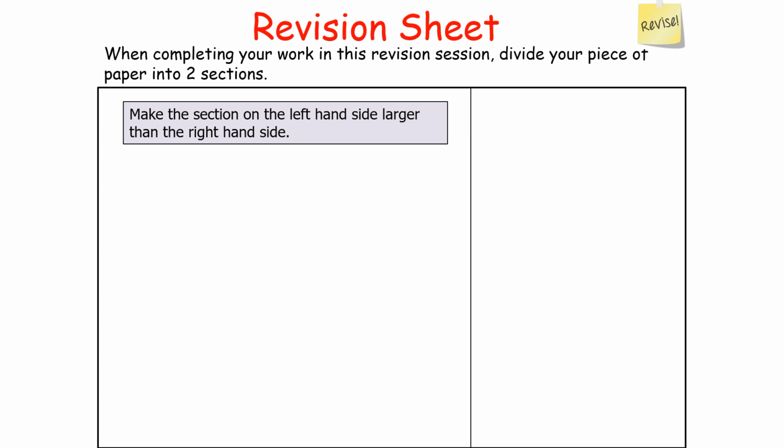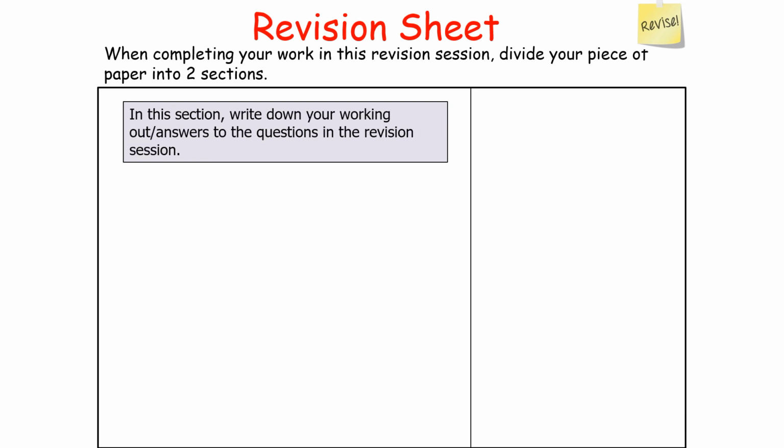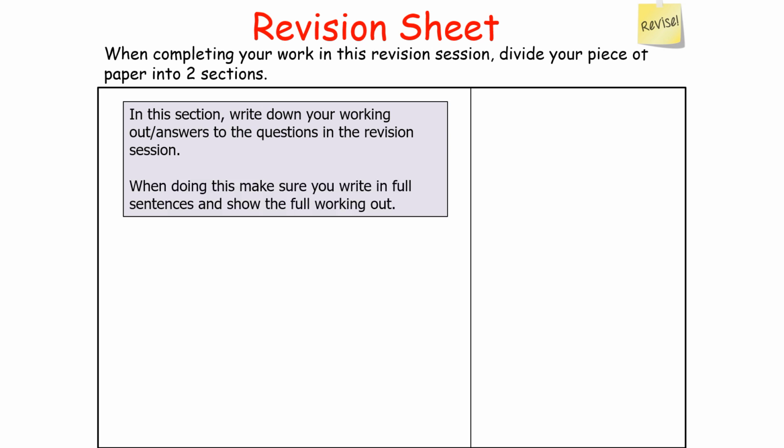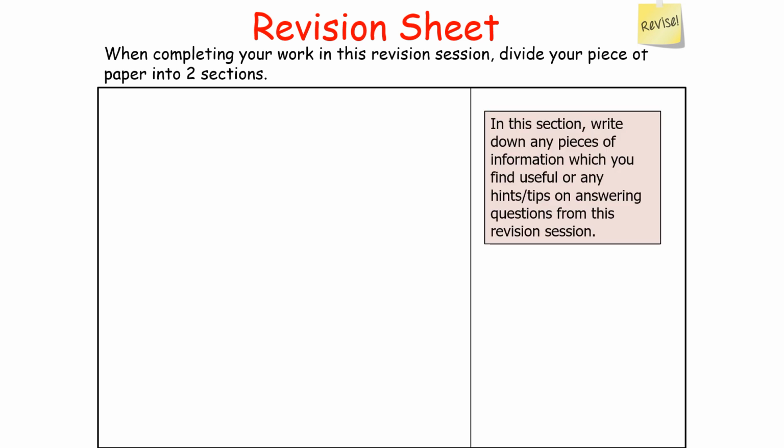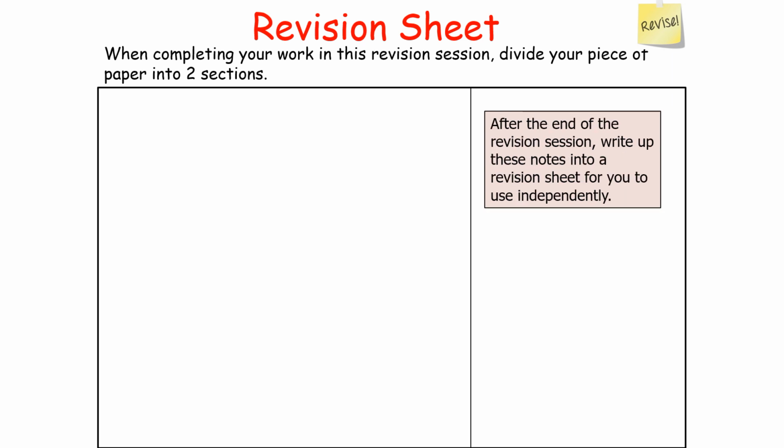So how should you prepare for this revision session? When completing your work in this revision session, divide your piece of paper into two sections. Make the section on the left hand side larger than the right hand side. In the session, write down your working out and answers to the questions in the revision session. When doing this, make sure you write in full sentences and show your full working out. And in the right hand side, write down any piece of information which you find useful or any hints and tips on answering questions from this revision session. And at the end of the revision session, write up these notes into a revision sheet for you to use independently.